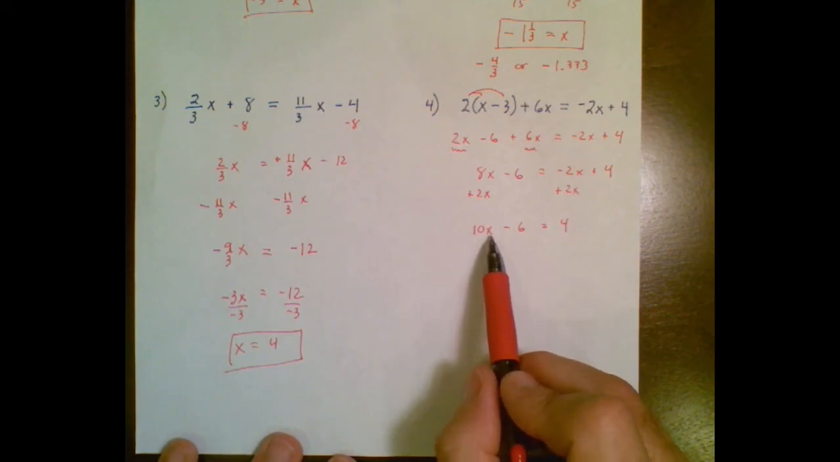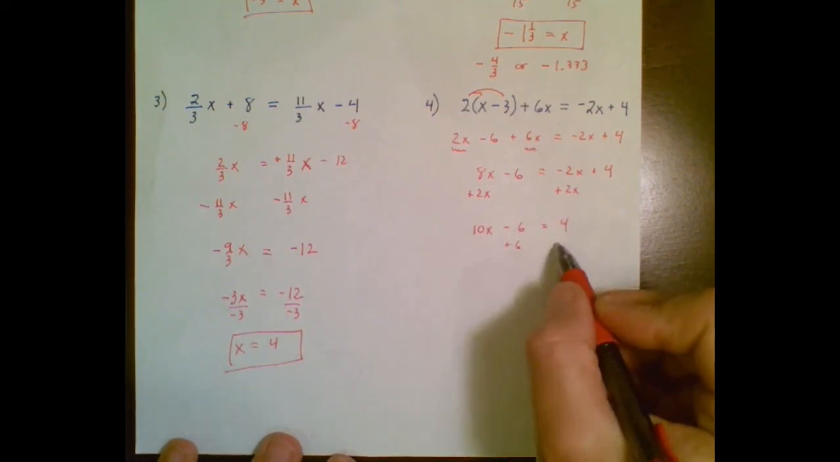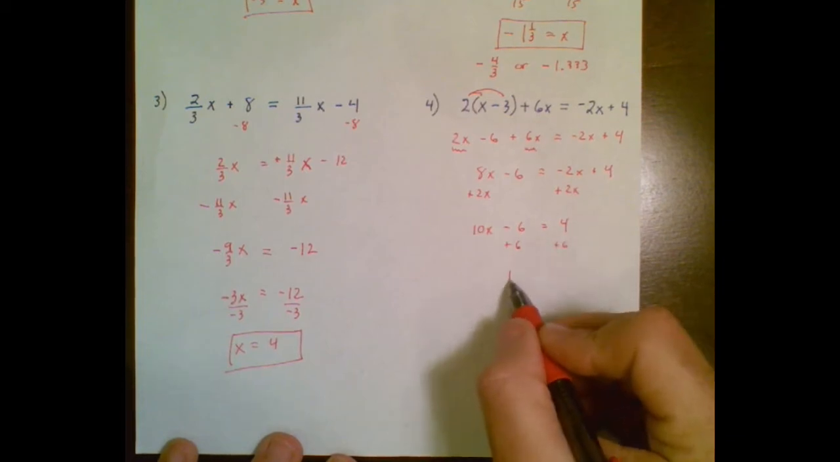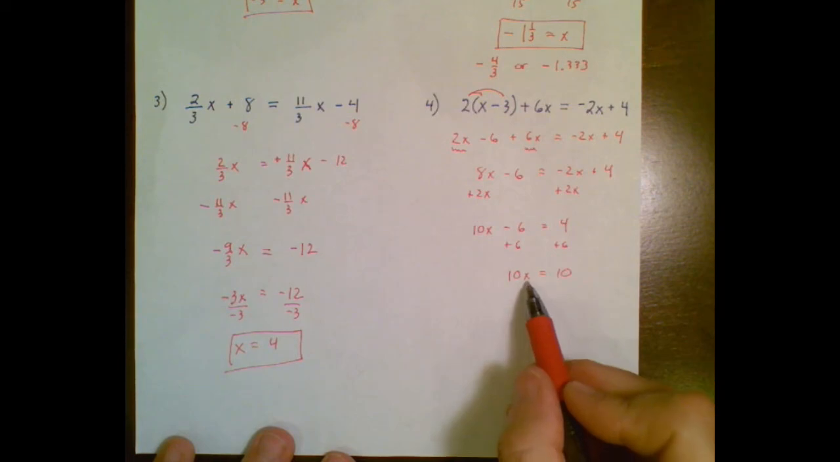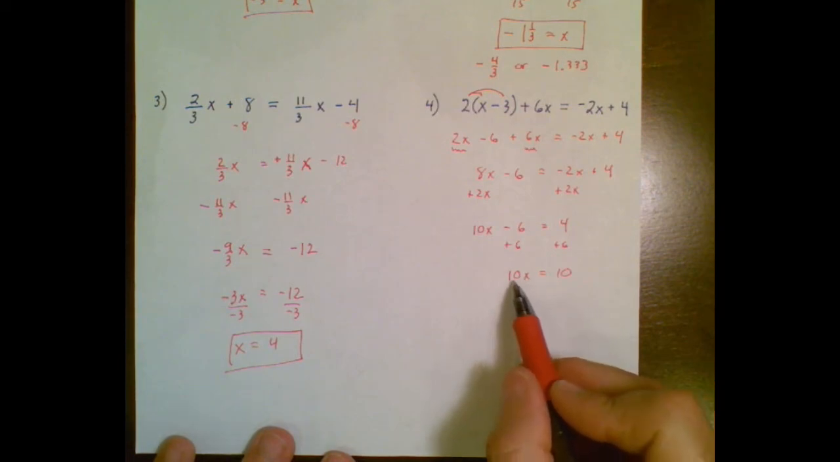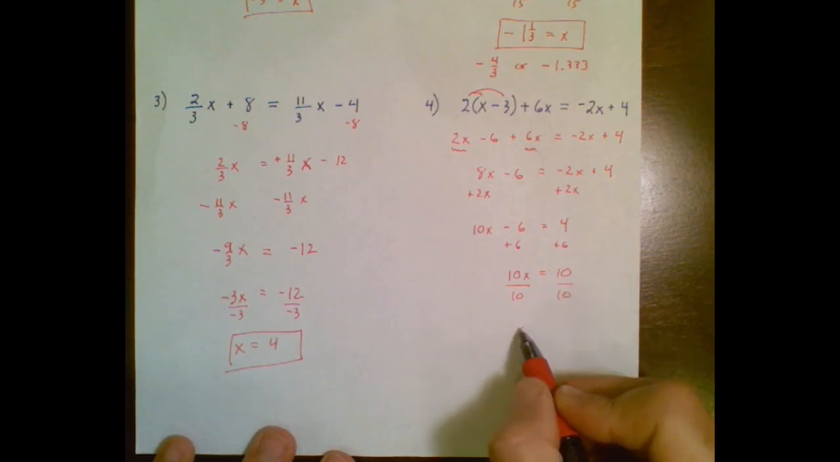My goal is to get x by itself. I need to move the minus 6. I do that by doing the opposite. I add 6 to each side. 10x equals 10. The x is almost by itself. 10 is attached by multiplication. I do division. X equals 1.